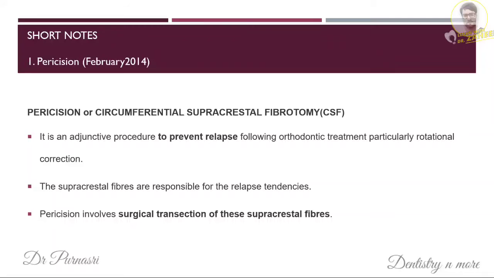Coming to the short notes in this topic, pericision. Pericision is also called circumferential supracrestal fibrotomy. This is an adjunctive procedure. Adjunctive means an additional procedure to prevent relapse following orthodontic treatment, particularly in rotations. The supracrestal fibers are the main fibers responsible for the relapse. In pericision, we surgically transect these supracrestal fibers, and thus this helps in prevention of relapse.